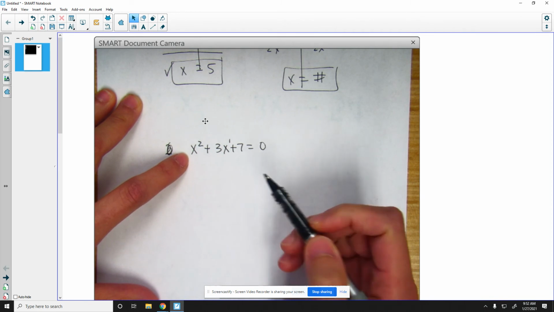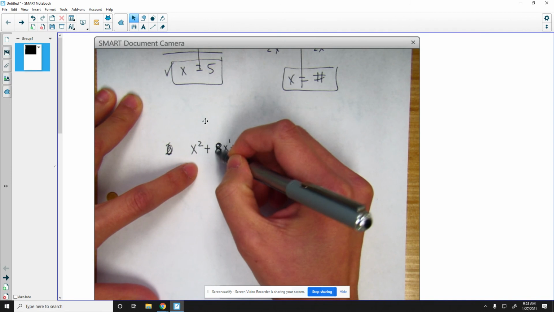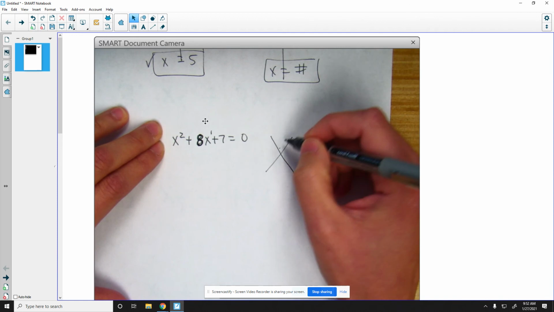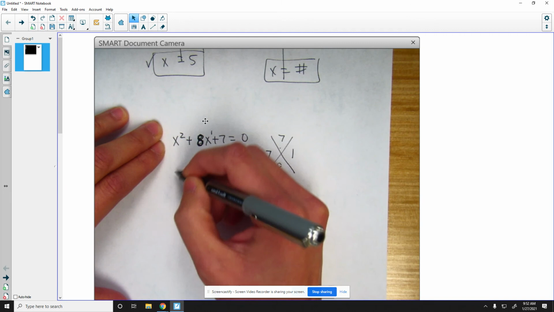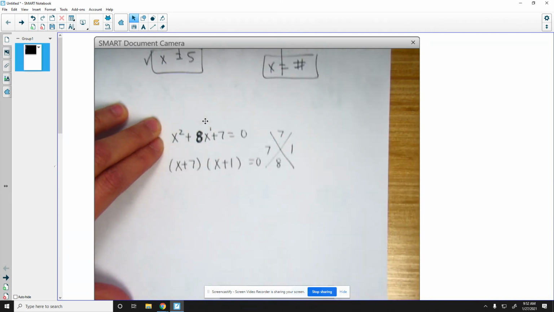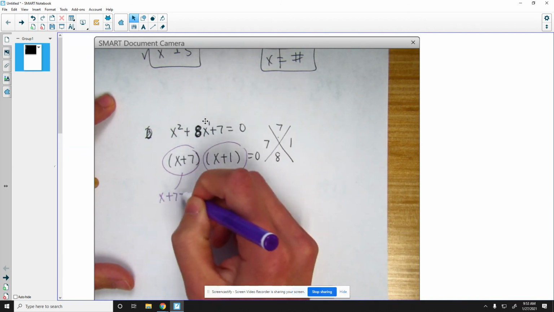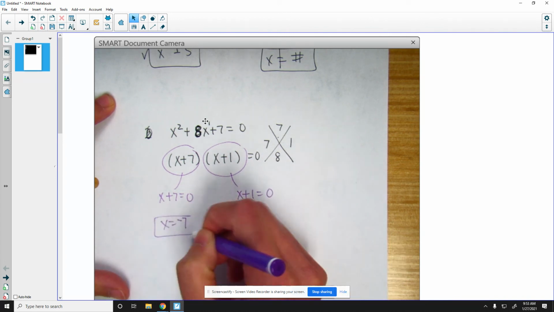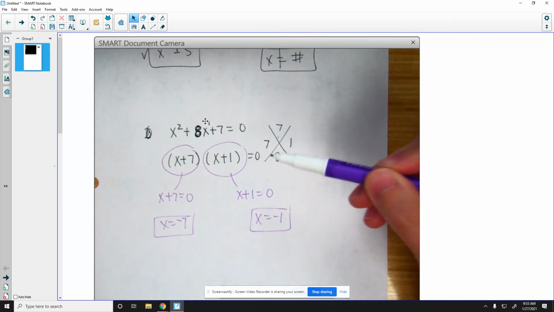In order to factor, I just made up a random problem. Now this works. Remember what we did yesterday? This is 7, this is 8. 7 times 1 is 7, 7 plus 1 is 8. You have x plus 7, x plus 1. If we factor this, now I can solve for x. Remember what we did a couple days ago? Set this equal to 0, set this equal to 0, and now I can have my two answers when my problem looks like this.